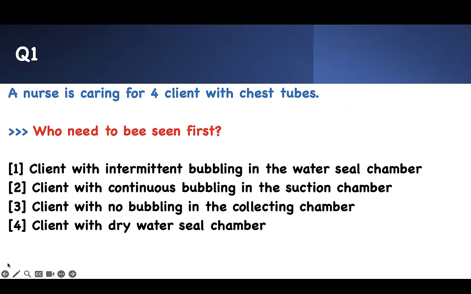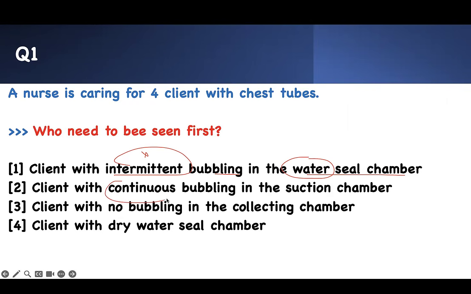Then you ask yourself, look at each question, use some common sense, and try to eliminate the answers. A client with what? Intermittent bubbling in the water seal chamber. You've heard before that bubbling is bad, but they use the word intermittent. Well, it's in the water seal chamber, a place where there's water. Of course, there should be some bubbling there. I don't know whether intermittent is good or not, but I know for sure it's not continuous.